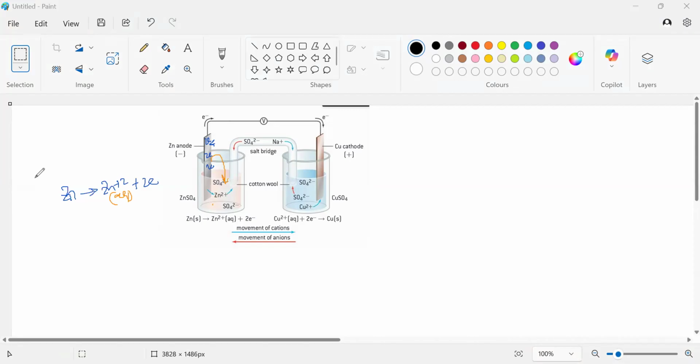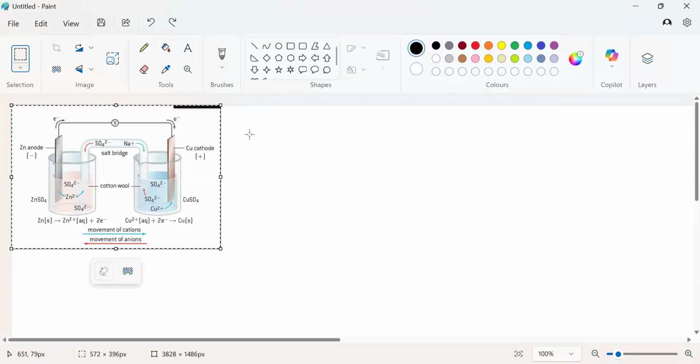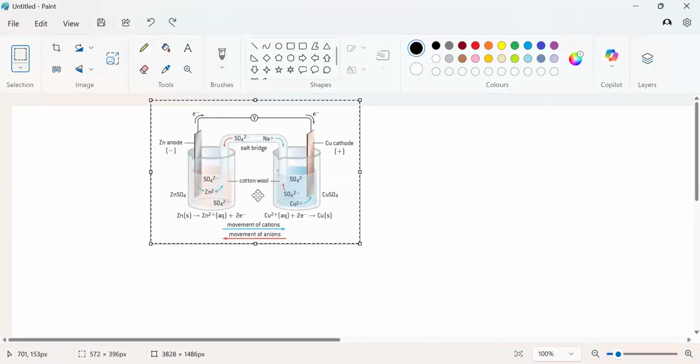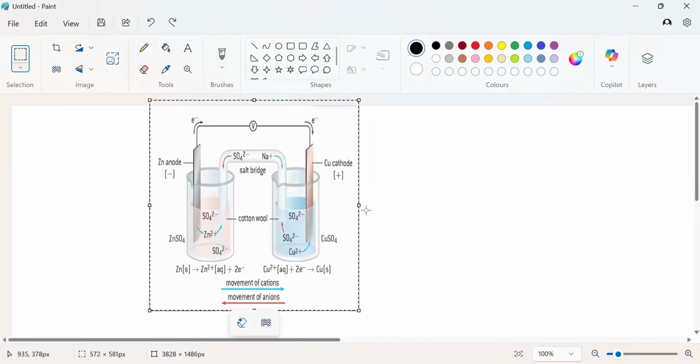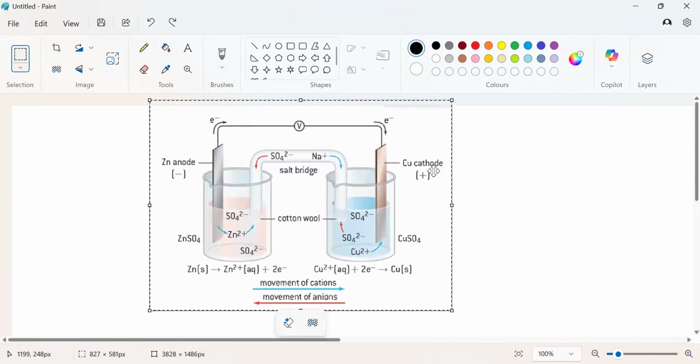With time, what happens? You'll be seeing that the zinc 2 plus will be accumulated over here, right? Is it clear? Just 1 minute. I'm trying to make it bigger. That will be better. Now it's better, right?